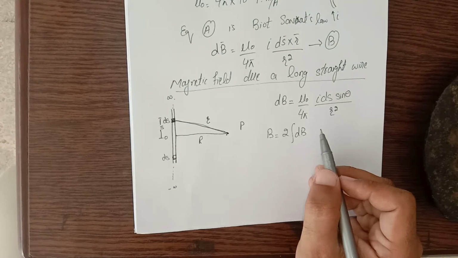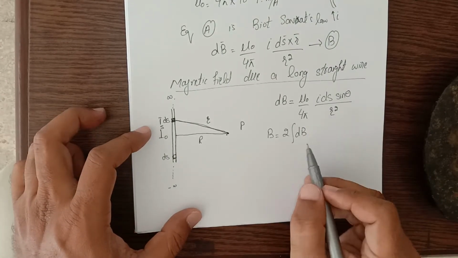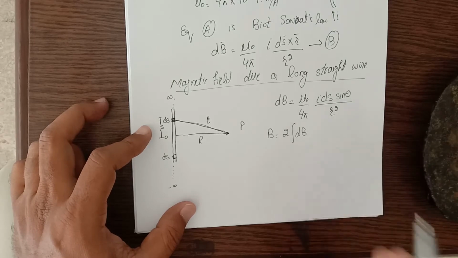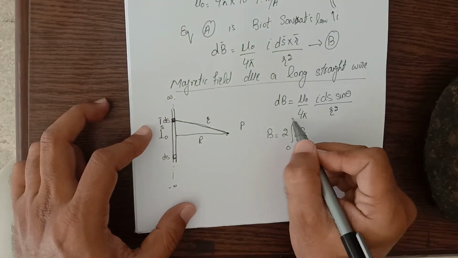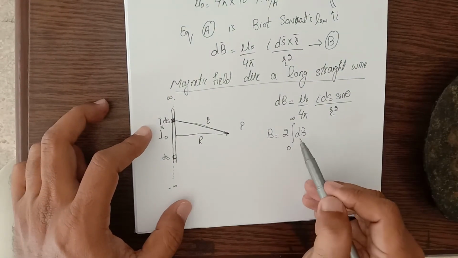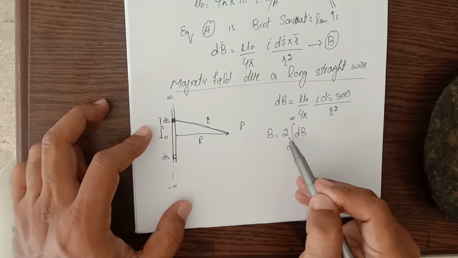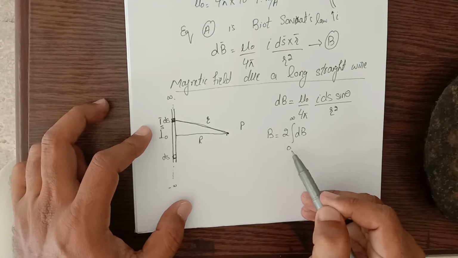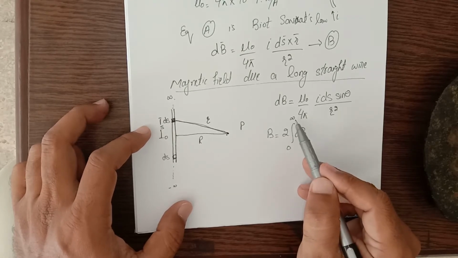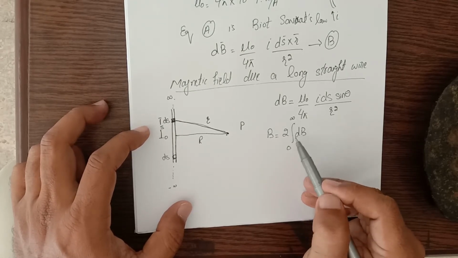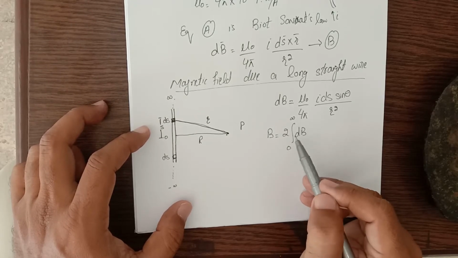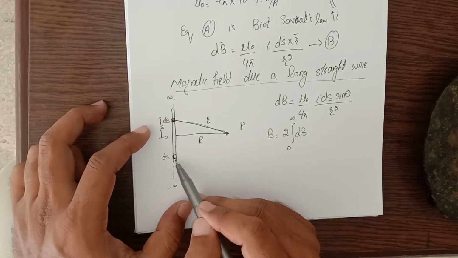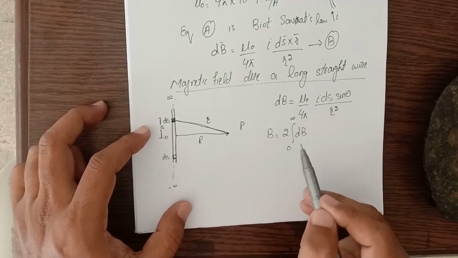And now I can take the limits of integration from 0 to infinity. If I had not taken this to be 2 dB, I would have to integrate from minus infinity to plus infinity. You can do that as well, but I have simplified the case by taking the limits from 0 to infinity and considering this differential element.